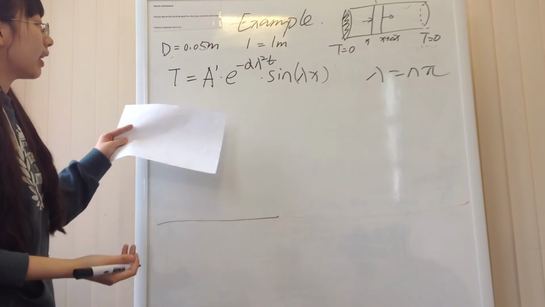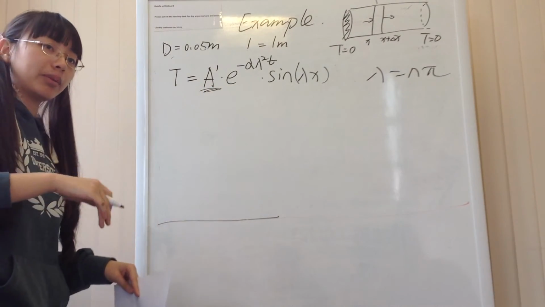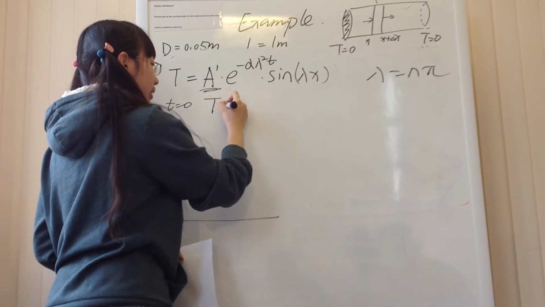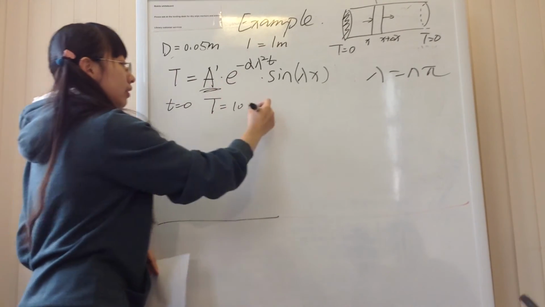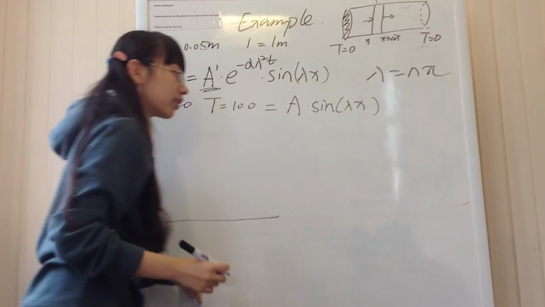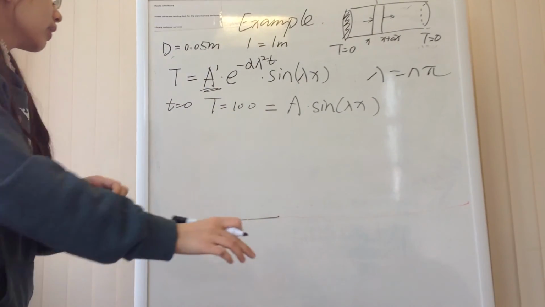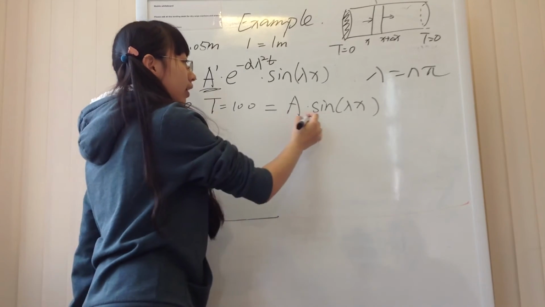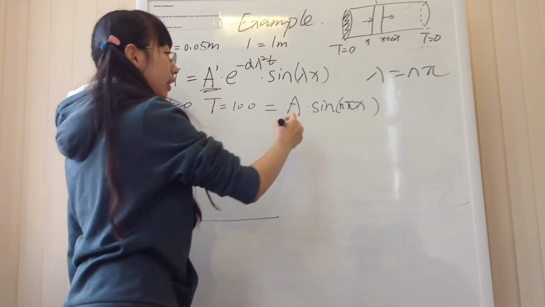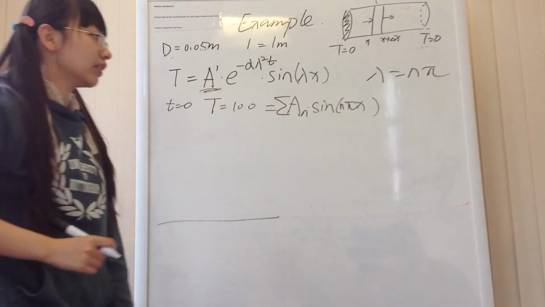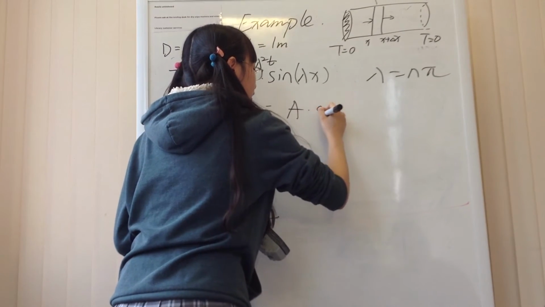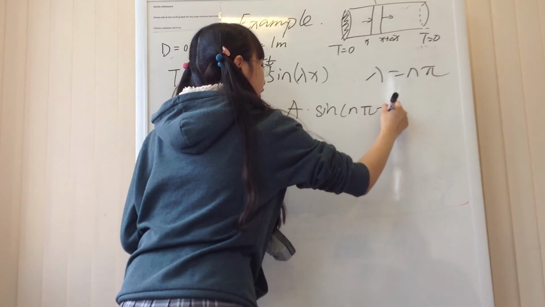It seems that we only have one variable left, so we can apply the very last boundary condition, which is when t equals 0, t becomes 100. That means a times sine lambda x is 100. Here lambda equals n pi, and for each n you have a solution for this equation. For each n, let me write it down like this: a times sine n pi x.